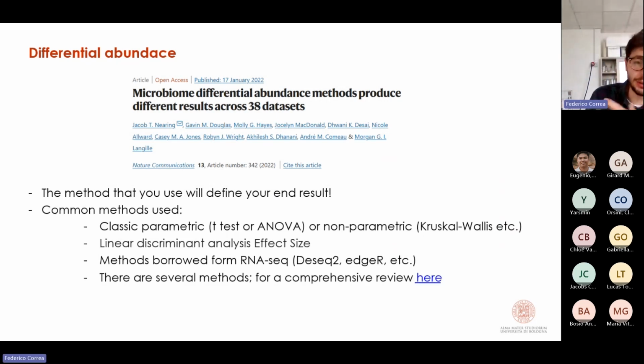All the methods that are used, for example, rely on parametric tests, for example, t-test, ANOVA, or non-parametric like Kruskal-Wallis. So this first step, I will not encourage you to use it, because they have a big problem: they have really low power to detect differences in your taxa. So you can miss a lot of differences if you use classic parametric tests.